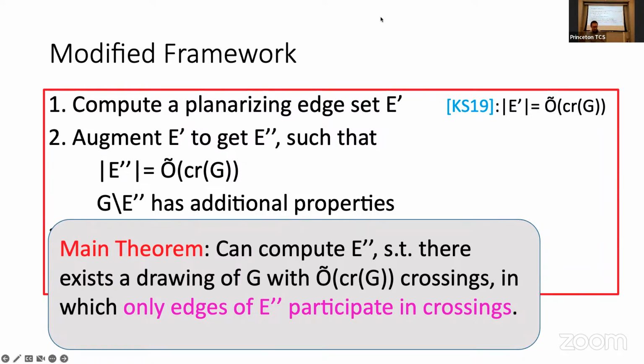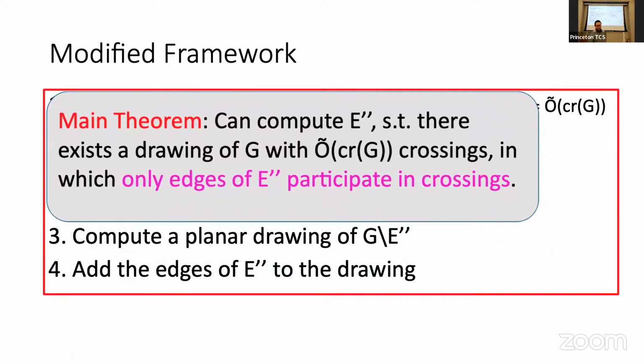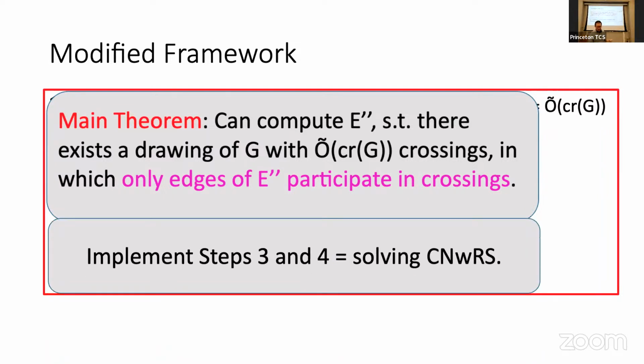For now, in this result, we can show there exists such a join. If we can show we can find such a join, then we immediately get a polylog approximation. However, for now we can only show it exists, and in the second step we are going to approximate that. This is a way of implementing the second step: given an edge planarizing set, we compute a bigger one that satisfies these properties. And it turns out that implementing the remaining two steps is equivalent to solving an instance of the new problem called crossing number with rotation system. That is what I mean by reducing this problem to the new problem.